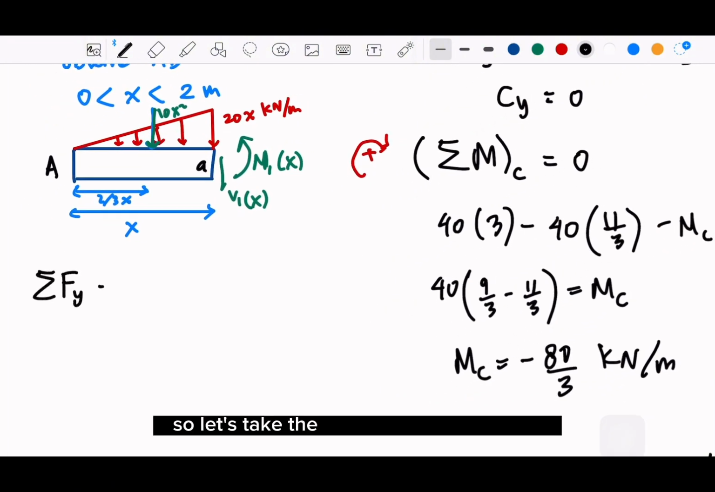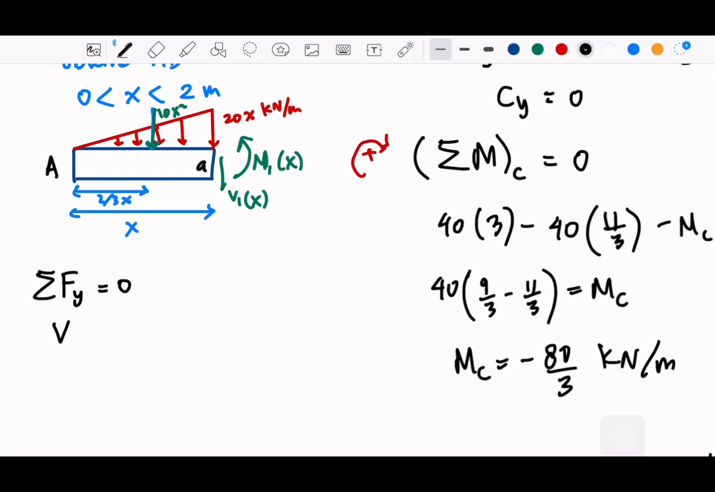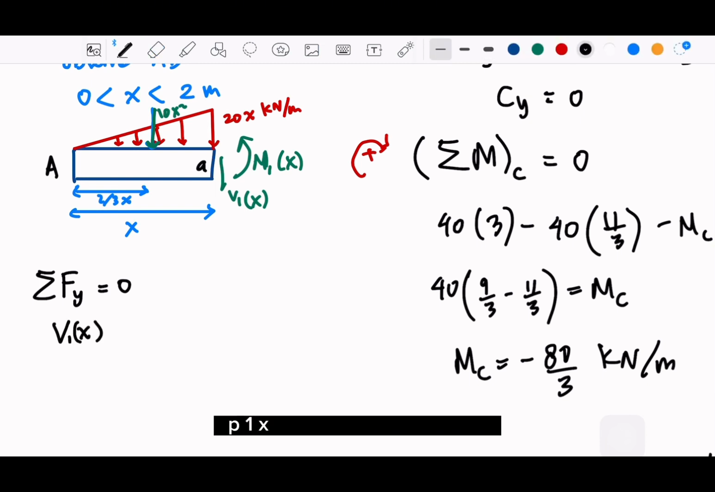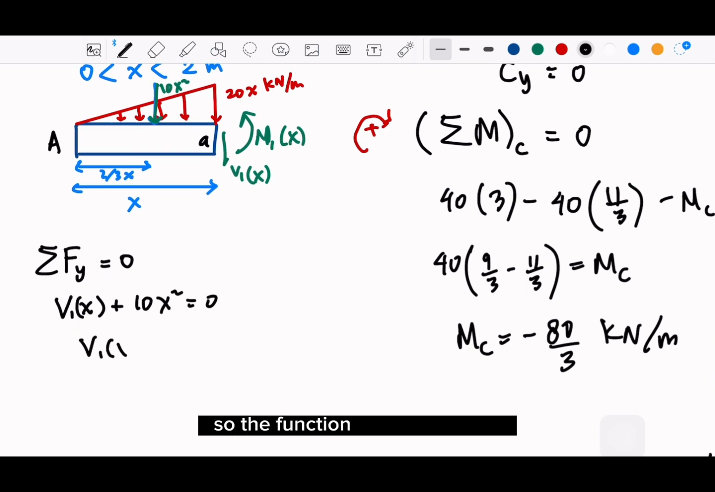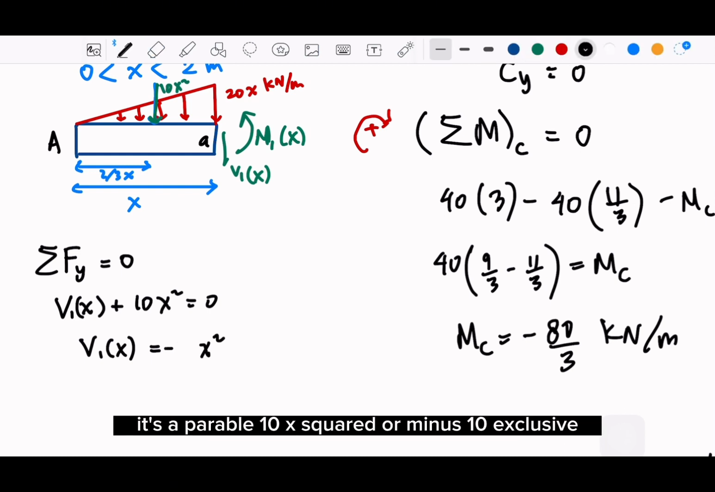So let's take the Fy equals 0. So we have V1x plus 10x squared is 0. So the function is just a parabola, 10x squared, or minus 10x squared, sorry.